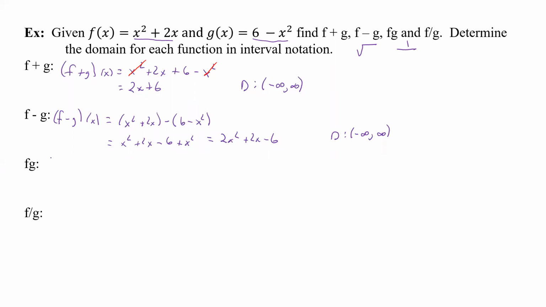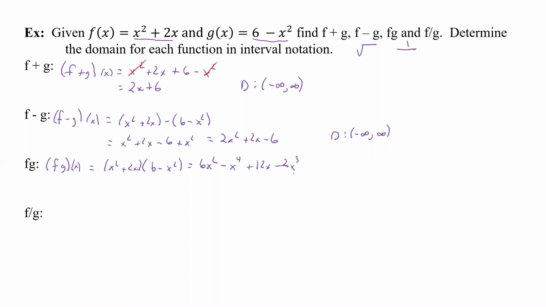All right, so the next one, we're going to take f times g of x. And so we're going to take the x squared plus 2x times the 6 minus x squared, and we're just going to FOIL that. If you remember FOIL, we take first times first, so it's going to give us 6x squared. Then we'll take the outer, x squared times a negative x squared, so it's going to be a minus x to the 4th. And then our inner, 2x times 6, so that's going to be 12x. And then the last, 2x times minus x squared, so that's going to be a minus 2x cubed.